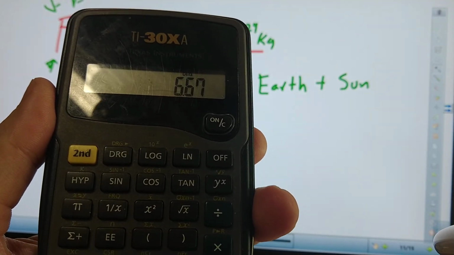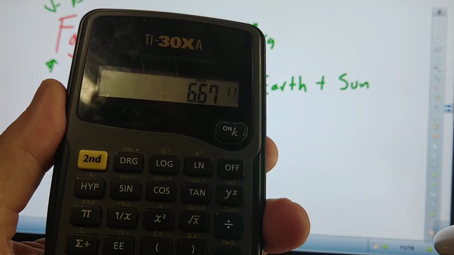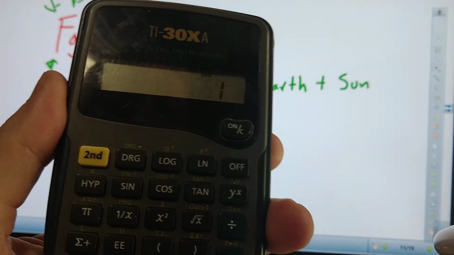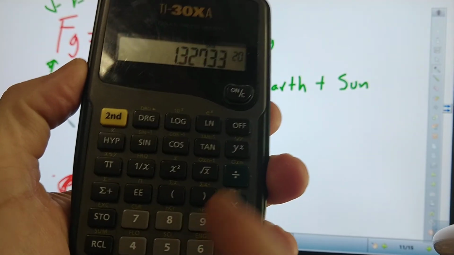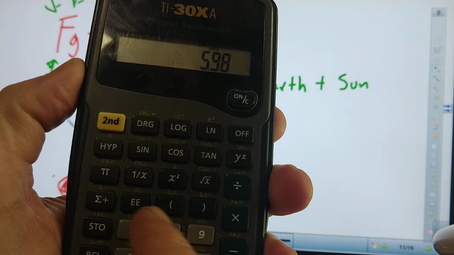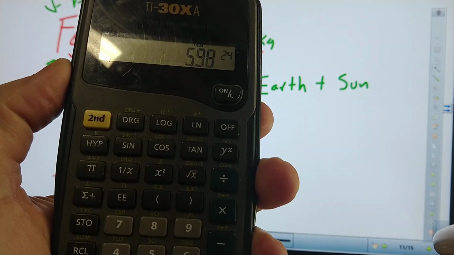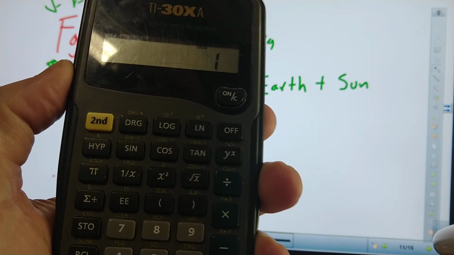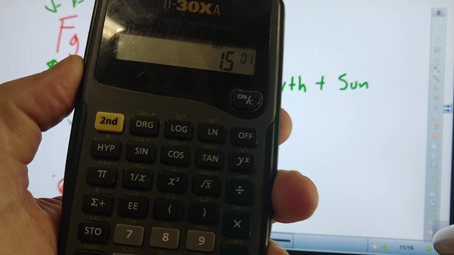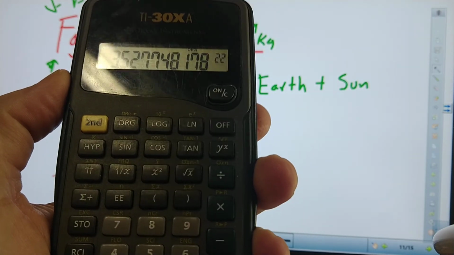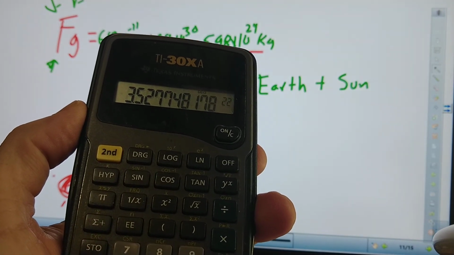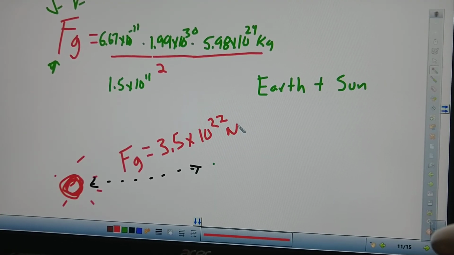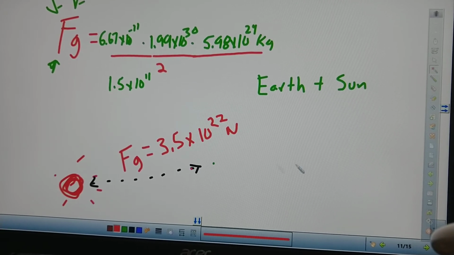6.67 EE11 negative times 1.99 EE30 times 5.98 EE24 equals, divided by 1.5 EE11 squared equals, I get 3.5 times 10 to the 22nd newtons. So I get 3.5 times 10 to the 22nd newtons. Okay? That's how easy this is.